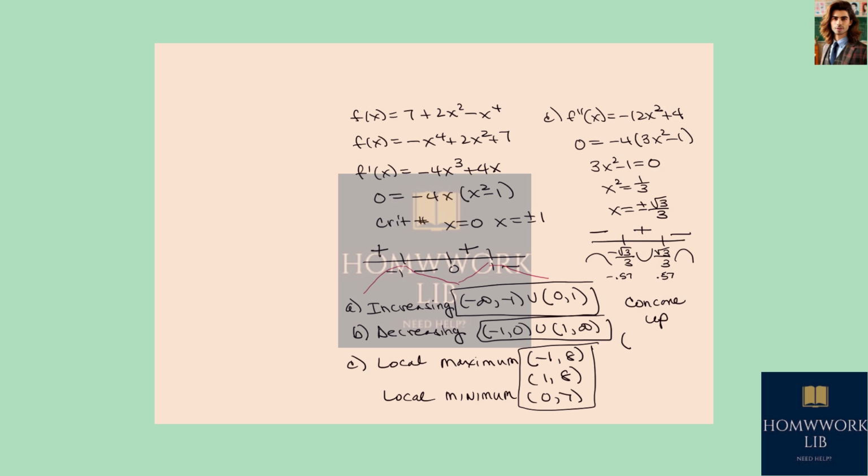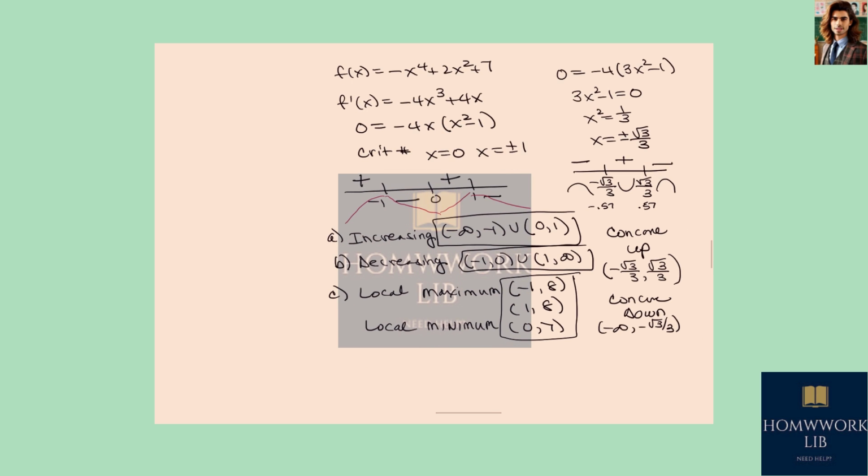So I am concave up from negative radical 3 over 3 to positive radical 3 over 3. And then I am concave down from negative infinity to negative rad 3 over 3, and union from positive rad 3 over 3 to infinity. Inflection points are at x equals negative rad 3 over 3 and x equals positive rad 3 over 3.